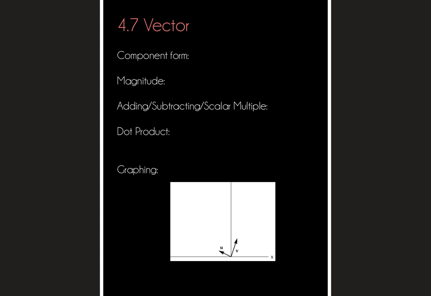4-7 was vectors. So I really cut back on a lot of that stuff. I basically carried over the component form, the magnitude, adding, subtracting, or using the scalar, the dot product, and then graphing. So no unit vector, no vector in the direction, no angle between. If you want to look back on that stuff, I cut that stuff out.